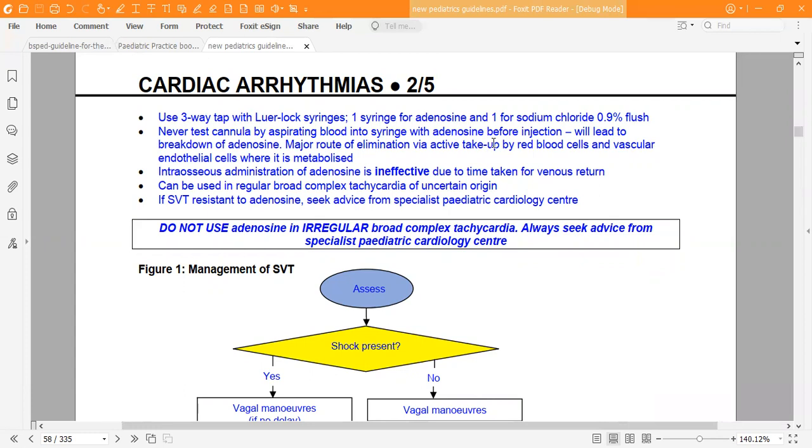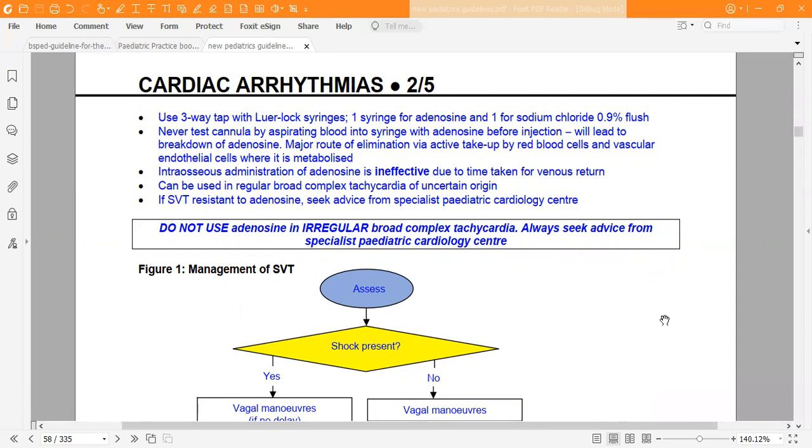Intraosseous administration of adenosine is ineffective due to the time taken for venous return. Can be used in regular broad complex tachycardia of uncertain origin. If SVT is resistant to adenosine, seek advice from a specialist pediatric cardiology center. And we have the note down there in the box. Do not use adenosine in irregular broad complex tachycardia, always seek advice from a specialist pediatric cardiology center.